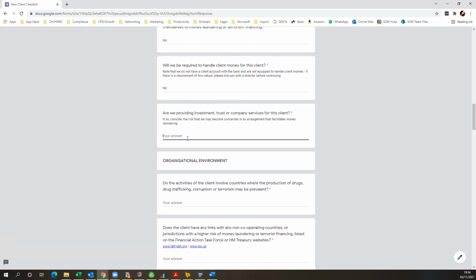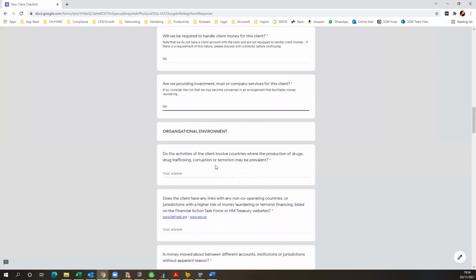Are we providing investment, trust or company services for this client? If we are likely to, then we just need to be aware that any arrangement of that sort may well facilitate money laundering. And if we're facilitating money laundering, that's a criminal offence. So obviously we just need to be careful that we're not doing anything that can help that. If you think there's anything there that needs to be investigated, then just pop it in there.